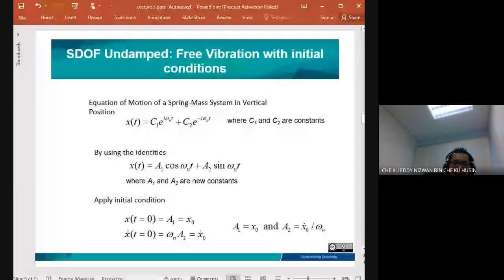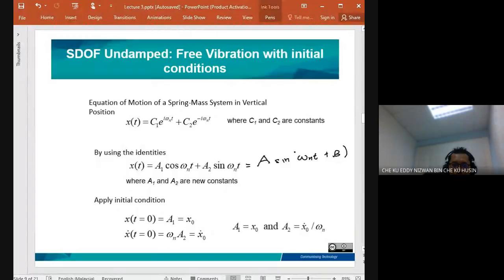So this one is equivalent to A sine omega n t plus beta. Here A is equal to the square root of A1 square plus A2 square, and beta is the inverse tangent of A1 over A2. So that's the relationship. You can write either this form or this form, but in this case, to make it easier to solve, we convert this form into this form.